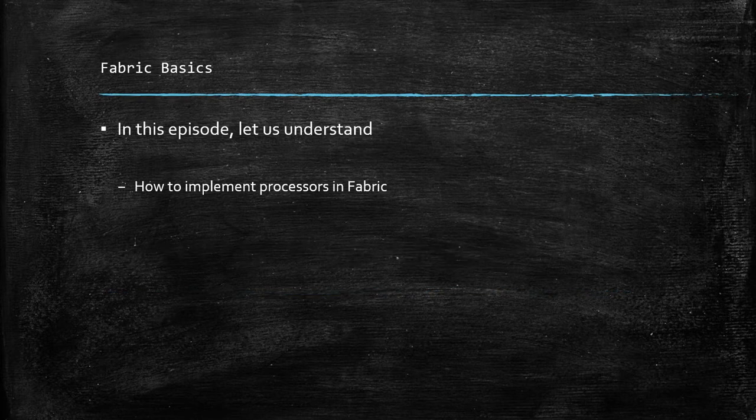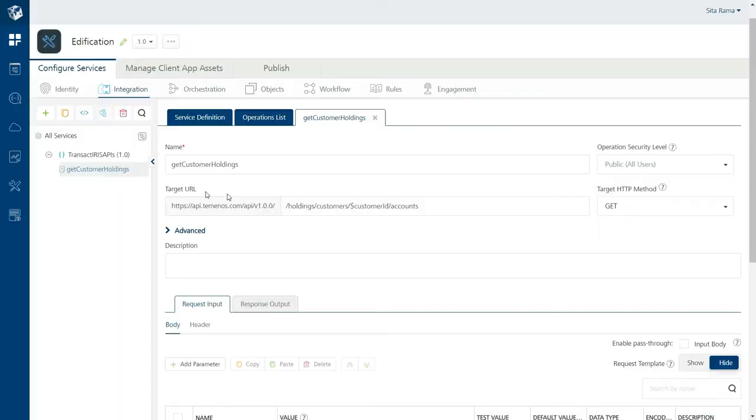In this episode, let us look at how to implement post processors as part of a Fabric app with an example. Here is a Fabric application with an integration service inside it, and this integration service connects to the Transact backend and it will retrieve the list of accounts or the list of holdings associated with the customer. We'll send the customer ID as an input parameter and we'll receive the list of holdings associated with the customer as an output. Let's see what is the response that we are receiving from this API.